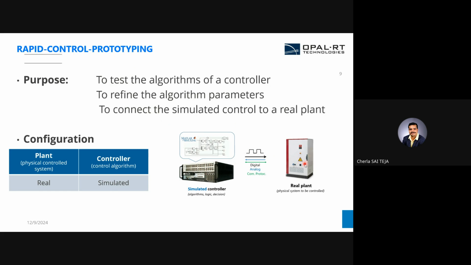We will take the feedbacks of this real plant. We need to scale them down in order to send them to the IO channels and verify in closed loop whether the plant response is in accordance with the simulated controller or not. So here we connect the simulated controller to a real plant.